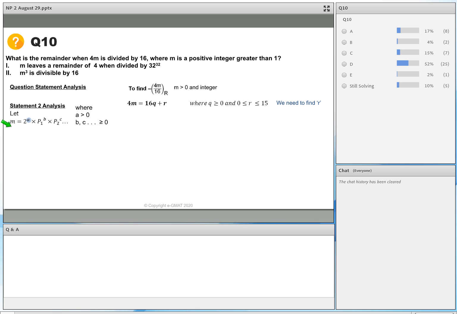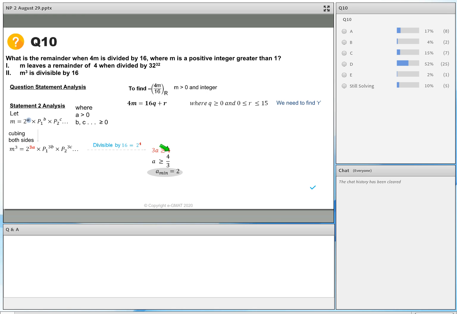Now if this is m, I can easily get m cube from this. How? I'll cube both sides. Left side will become m to the power 3. Right side, every power will get multiplied by 3. So a will become 3a, b will become 3b, c will become 3c, and so on. Now I know m cube has a 16 in it, which means 2 to the power 3a has to have 2 to the power 4 in it, which means the power that I have here, 3a, has to be at least 4. 3a is greater than or equal to 4.